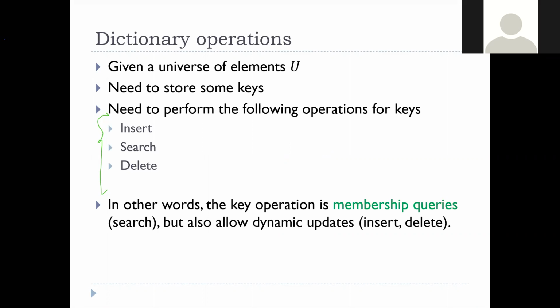So we have some universe of elements U, but I want to only store a subset of them. Okay, and I want to be able to perform the query operations such as search. This is a membership query, and I want to be able to insert and delete those elements.